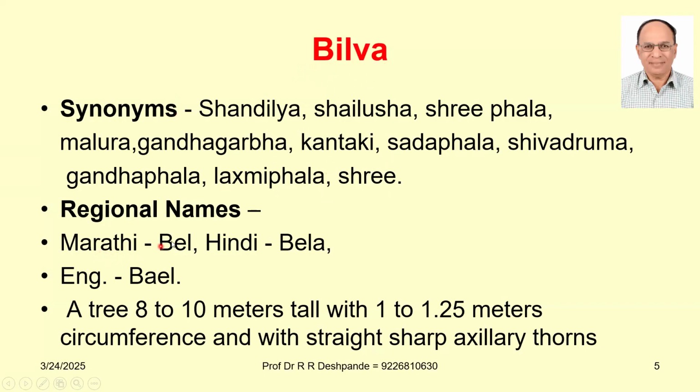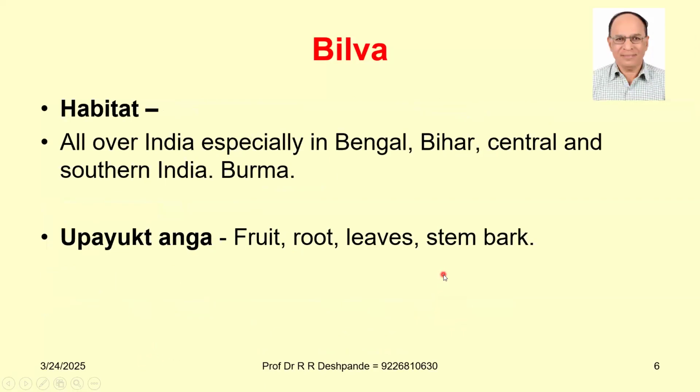Regional names: in Marathi it is called Bela. Bela Patra is very famous. In Hindi also it is called Bela. In English it is Bael. The spellings are a little bit different. Here, you can see the differences in the spellings. Anyway, Bilva is a tree 8 to 10 meters tall with 1 to 1.25 meters circumference and with straight, sharp axillary thorns. Bilva grows all over India, especially in Bengal, Bihar, central and southern India and Burma.